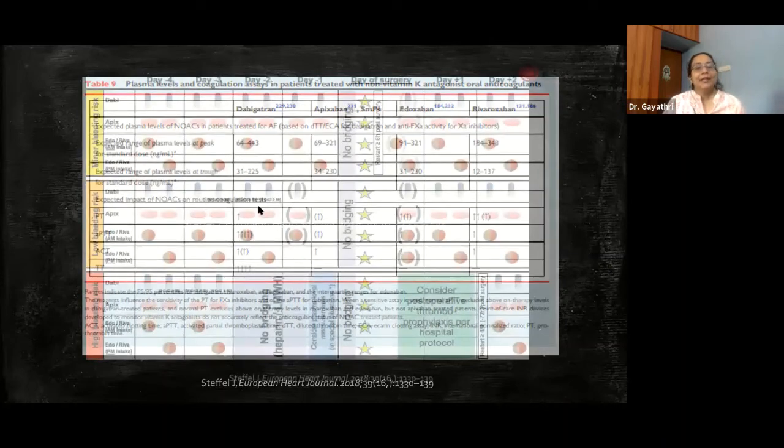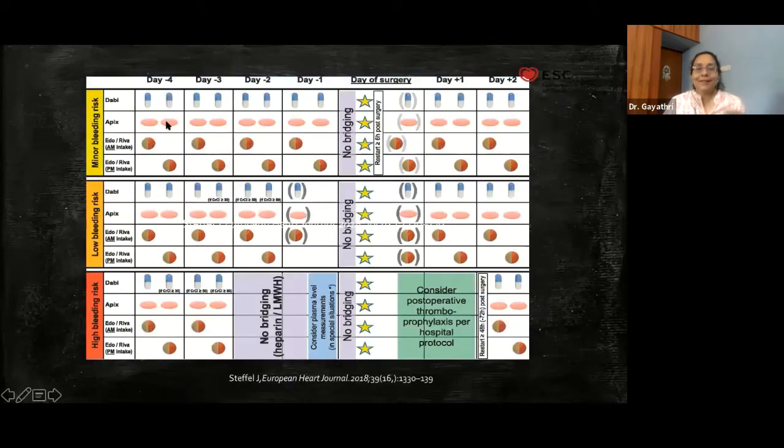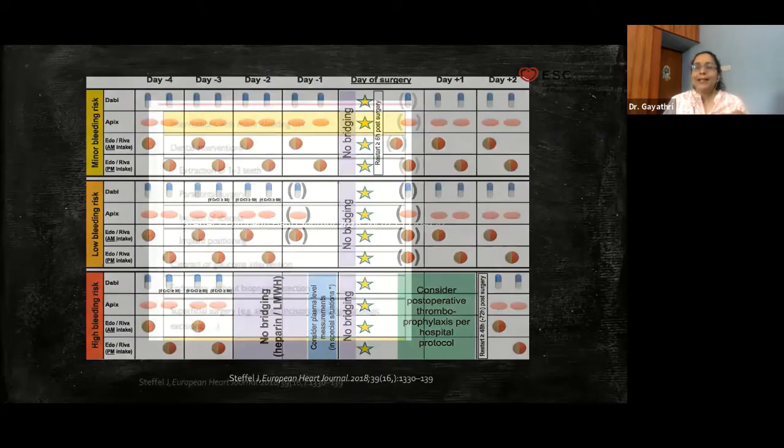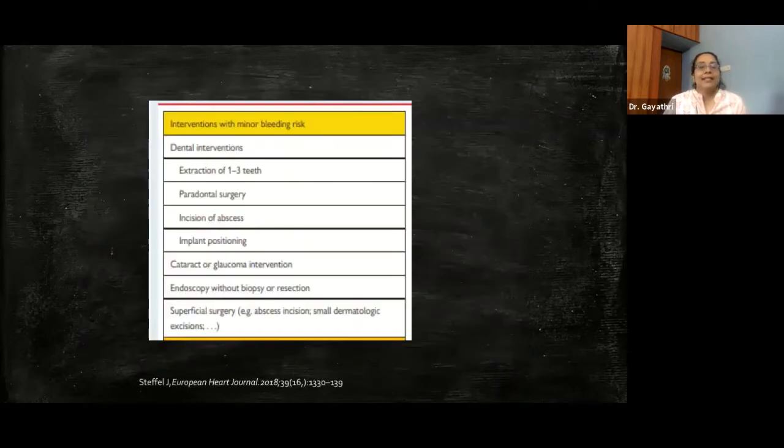Right now, the patients who are receiving these drugs are divided again depending upon the surgeries, where the bleeding risk has been explained. Previously, we saw whether the surgery is emergency or non-emergency, but now we are looking at the bleeding risk. So now we'll see the surgeries with minor bleeding risk, for example, incision of abscess, glaucoma or cataract intervention, or endoscopy without biopsy.